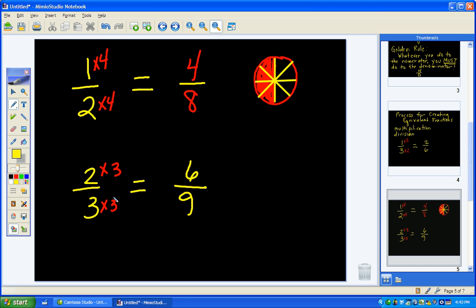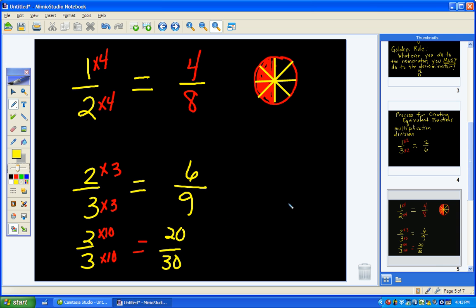I just told you to use 3. You could have used 4. You could have used 2. You could have used 10. I could have said 2/3 times 10, and that would have equaled 20/30ths. But guess what? 2/3, 6/9, and 20/30ths, they're all equivalent.